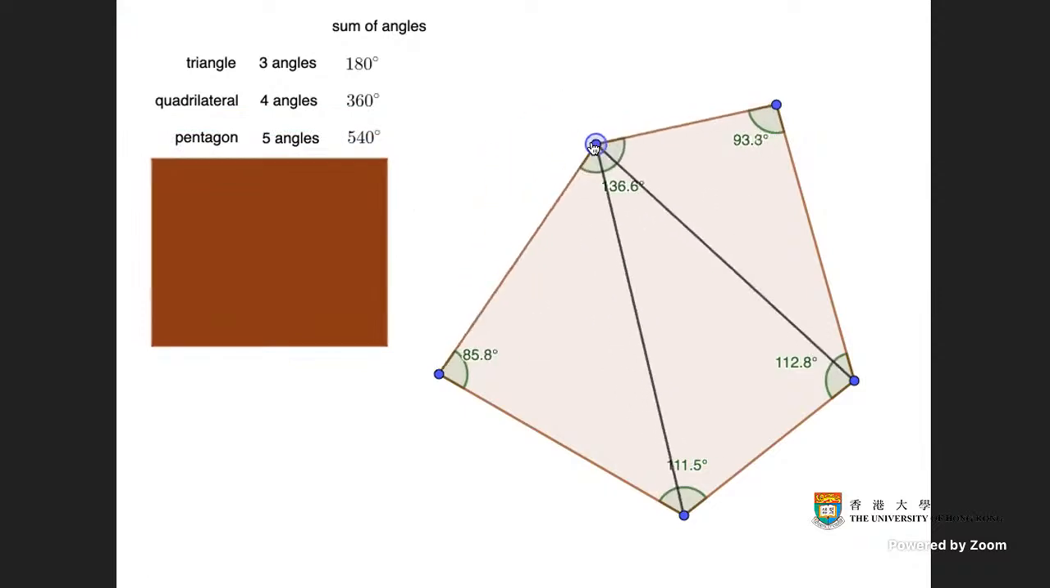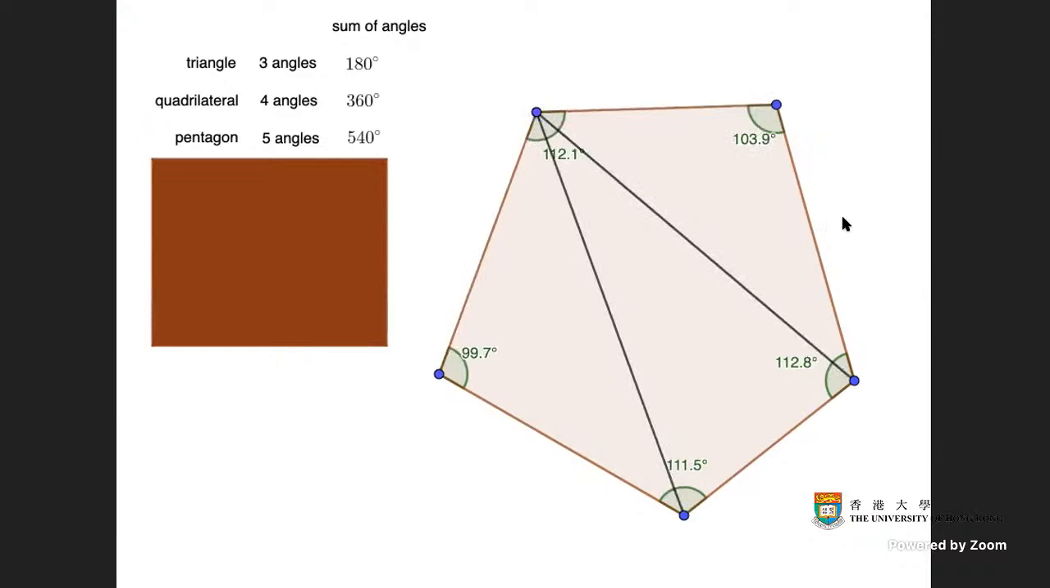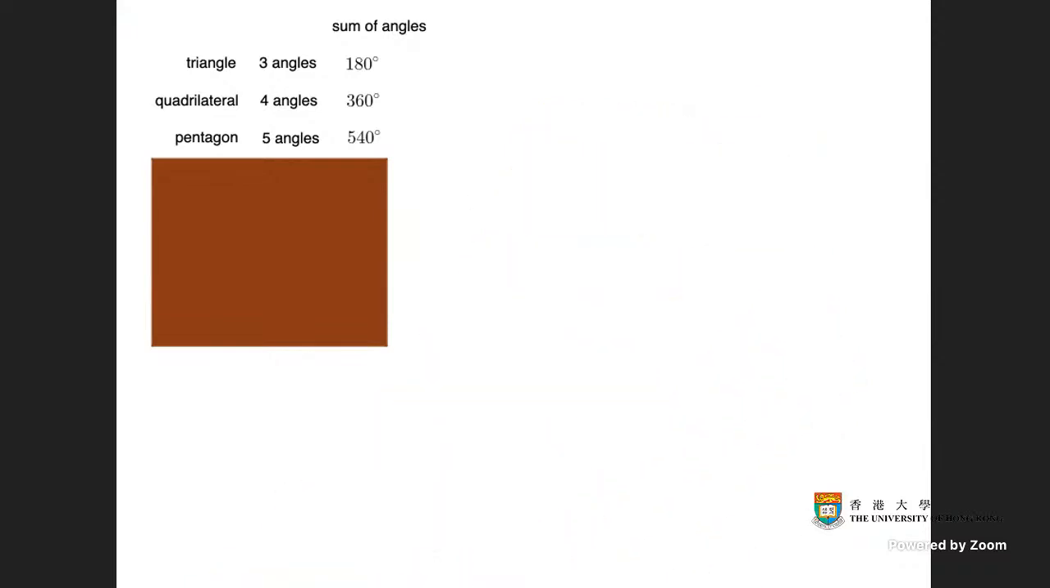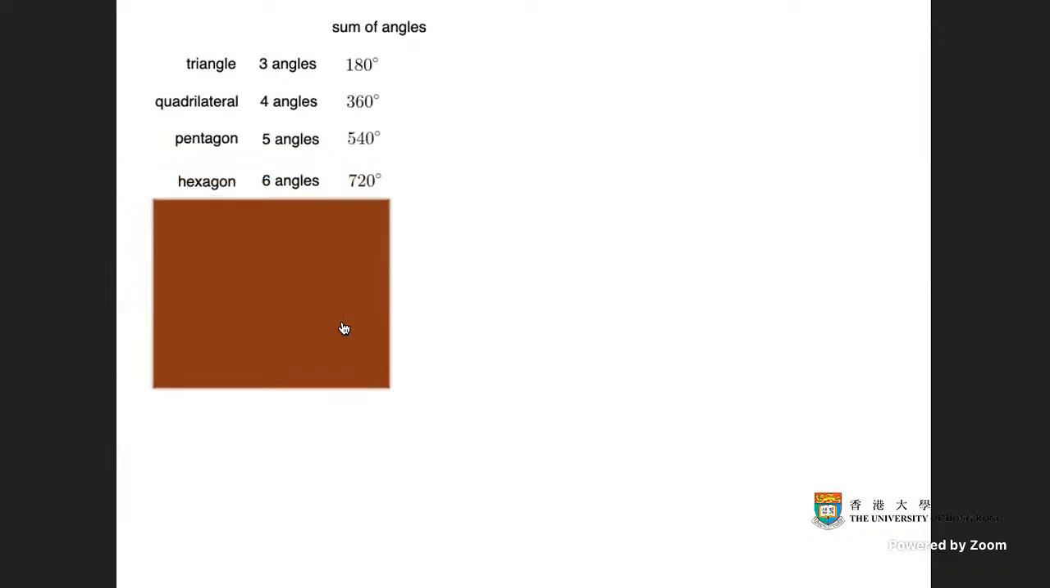You can go on to check individual pentagons and see whether the sum of the angles will give you this total. Up to this point, perhaps you can go on to think about the hexagon, which has 6 angles. For a hexagon, the sum of the angles will be 720 degrees. Maybe you can try to find out why, using the previous method, and think about whether in every hexagon, the 6 angles will give a sum of 720 degrees.